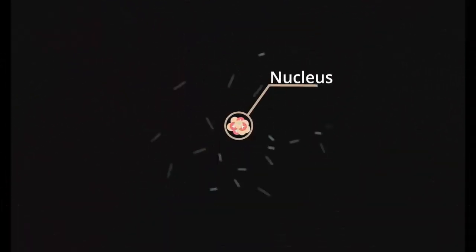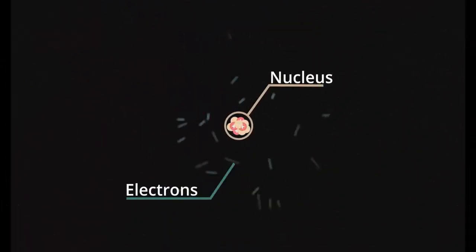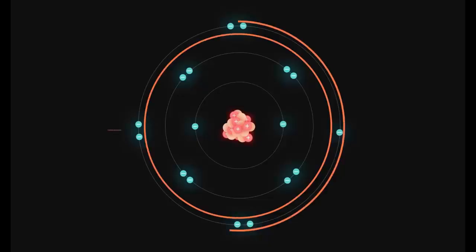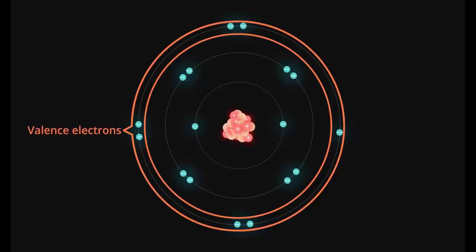There is a nucleus in the center and a cloud of electrons swarming around it. And the electron cloud itself is divided into electron shells. The outermost electrons, the valence electrons, are the reason why chemical reactions occur at all.